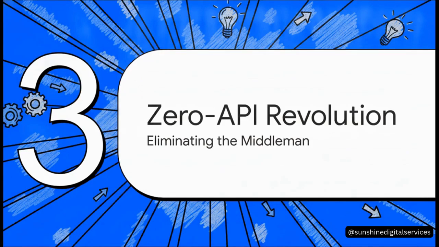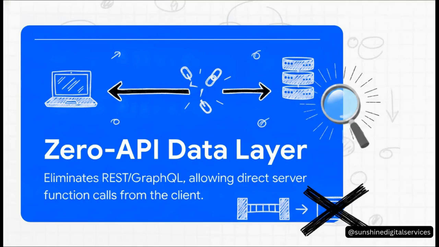Section 3. The zero API revolution. Eliminating the middleman. Now, what's really interesting here is the zero API data layer. This is Blitz's most distinguishing feature, hands down. Zero API literally eliminates the need for REST or GraphQL. Instead of writing an endpoint on your server and then writing a separate fetch call on your client just to hit that endpoint, Blitz gives you a seamless way to call server-side code directly from your front end.